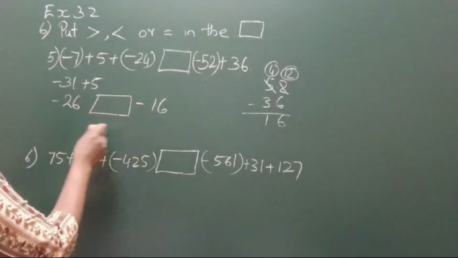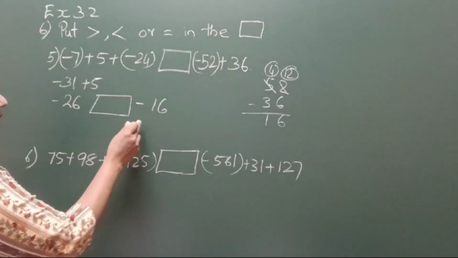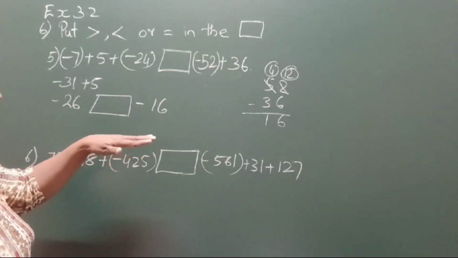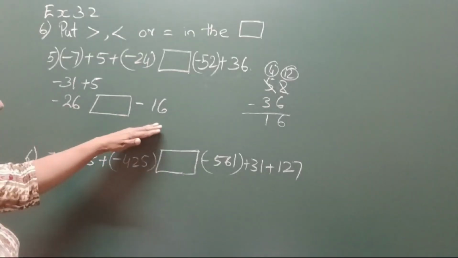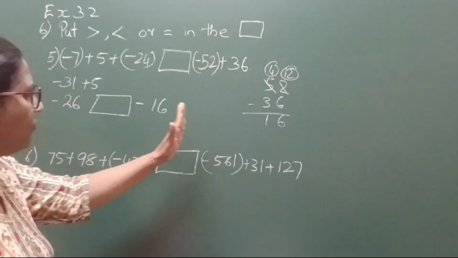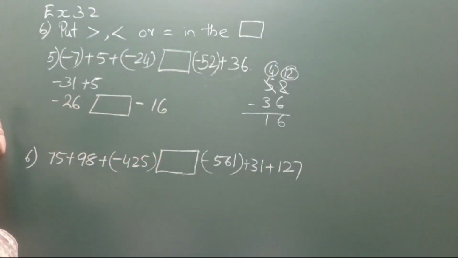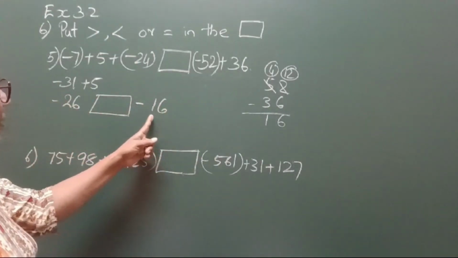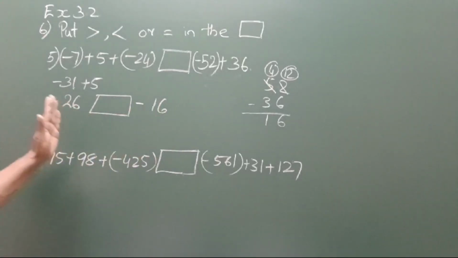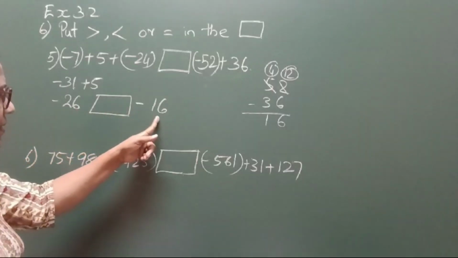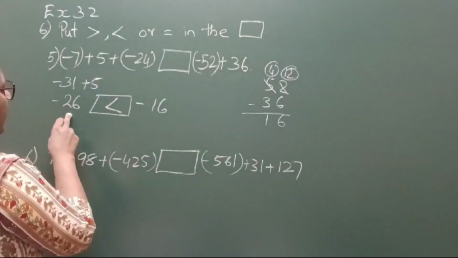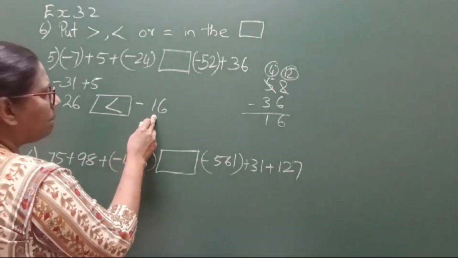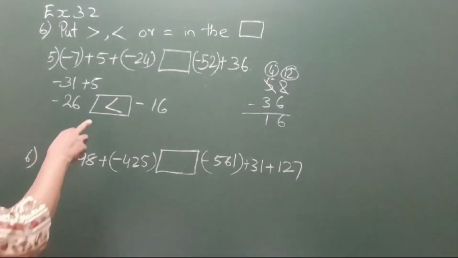Okay, since they are negative integers. If we recollect, on the number line we have learned the integers. From 0 how far it goes, that much it becomes a smaller number. So 16, and then going towards the left, 26. So 26 is smaller than 16. That is what we learned. So minus 26 is lesser than minus 16. So lesser than is the sign.